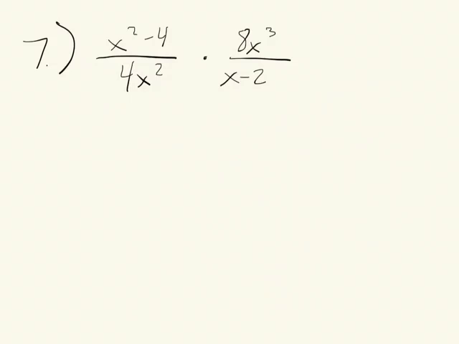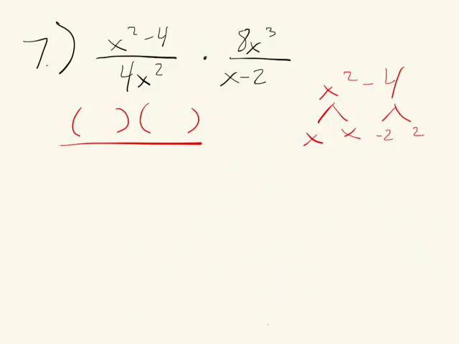So we're going to say x squared minus 4. What does that factor to? Okay, found out that it was a difference of squares, so it factors out to x times x, and negative 2 and 2. So if you put this in parentheses, this is going to be x minus 2 and x plus 2.